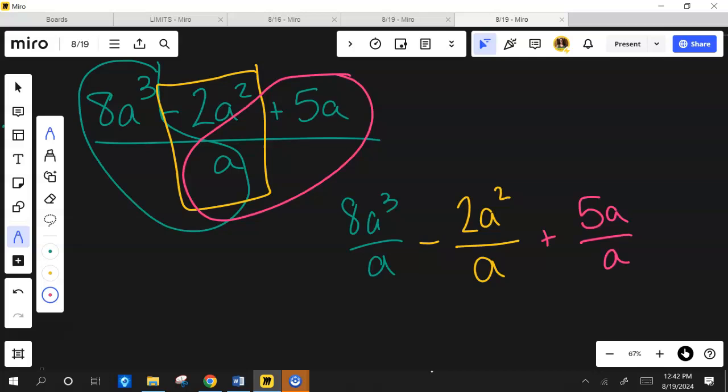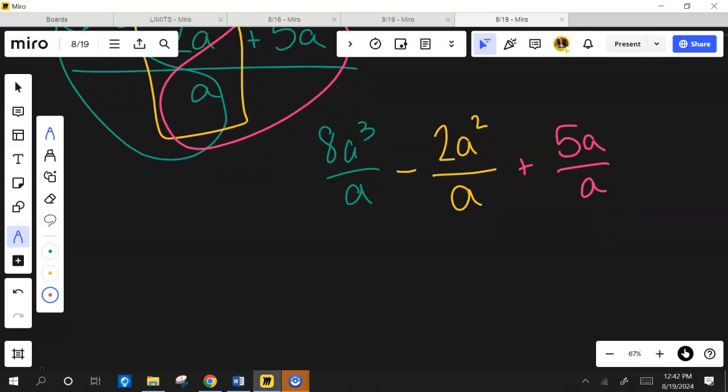Look at the green fraction first. What should I do? Minus the exponents. You're exactly right. I don't see an exponent on the bottom, though, so you just put a 1. What's 3 minus 1? 2. So 8a squared minus, what happens in that next one? Same thing. So I got 2a.